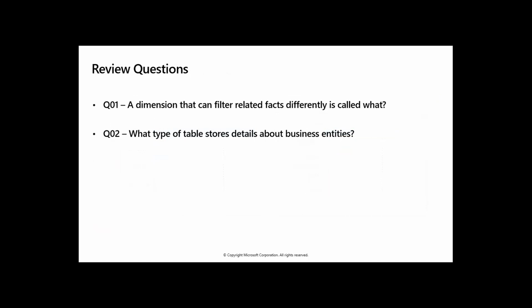Any question? Here I want to ask you 2 questions. A dimension that can filter related facts differently is called what? Role-playing dimension. I just mentioned it. What type of table stores detail about business entities? Dimension table. I've said it twice today.